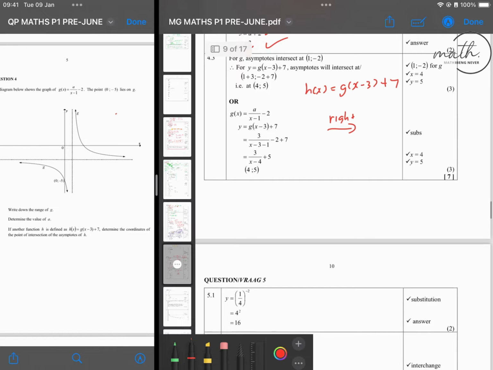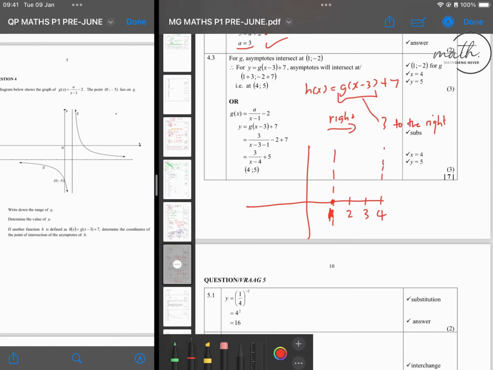So let's see. Now, on the Cartesian plane, you know this dotted line is on 1. And then we said this is 3 to the right, not left. So 3 to the right means 1, 2, 3. From 2, it's going to be 3, 4. That means the dotted line will be on 4 after moving it to the right. So this one will be on 4. It's not going to be on 1.